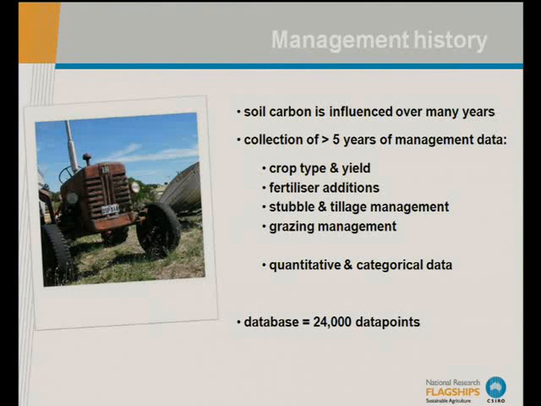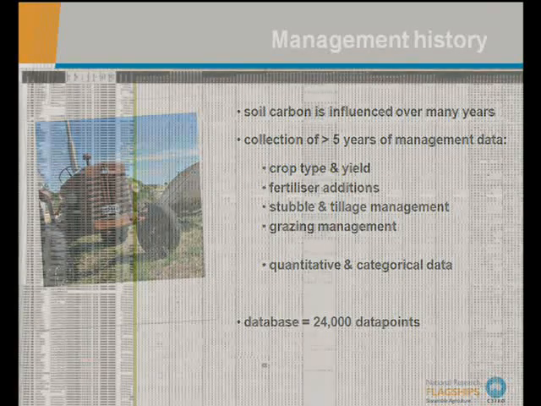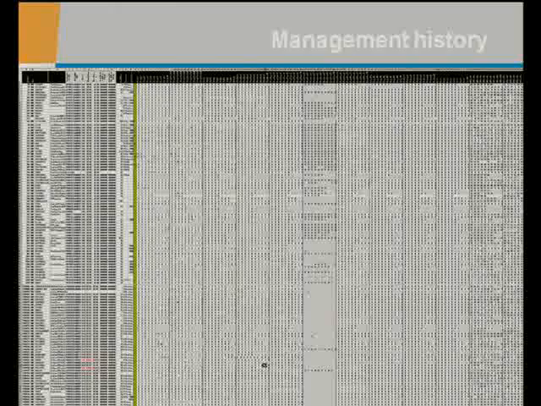We know that soil carbon content is influenced over many years, so we've collected the management data. The type of information that we've collected is a bunch of information on crop type, tillage management, stubble management, and various aspects of pasture management, so grazing aspects and the likes. And that database is fairly large, and it has provided one or two headaches, but we have got there, and it's a very valuable data set in order to understand our soil carbon.